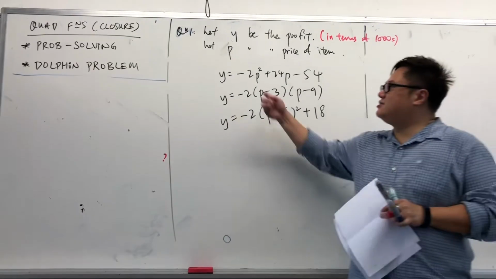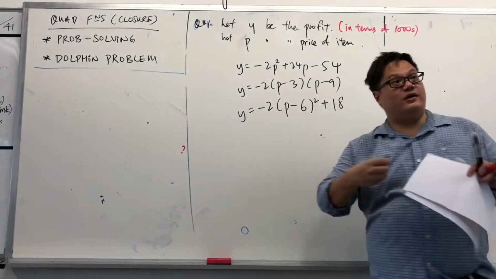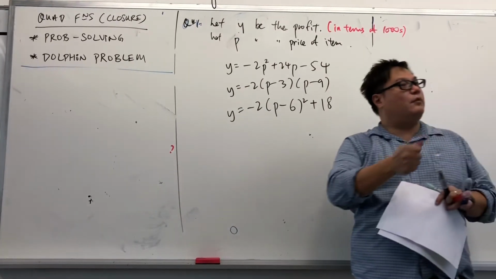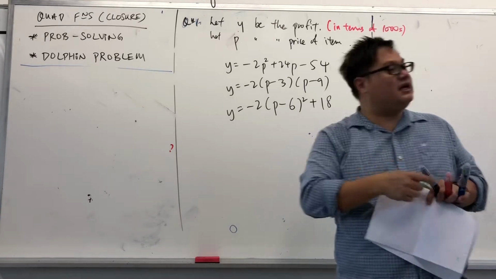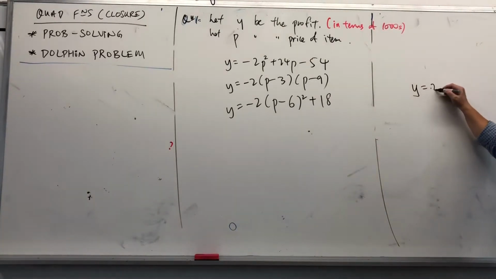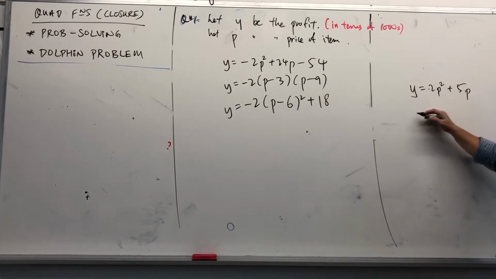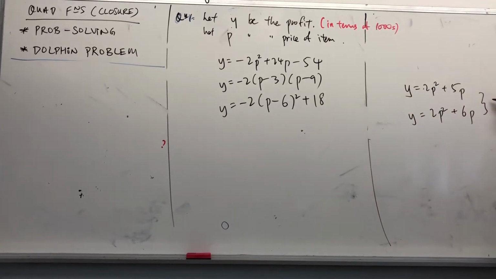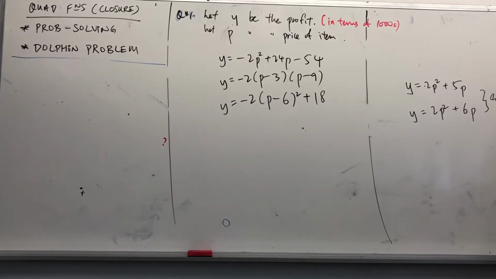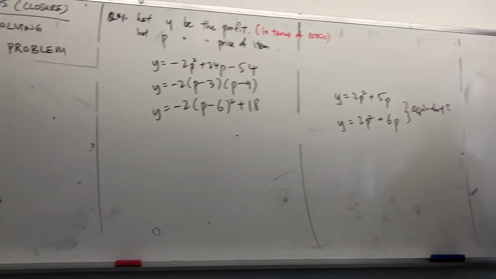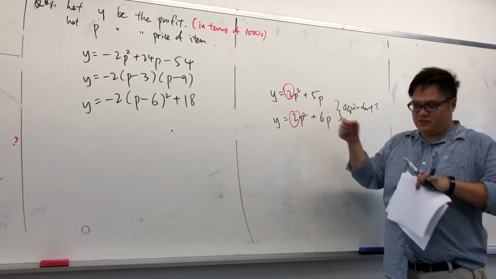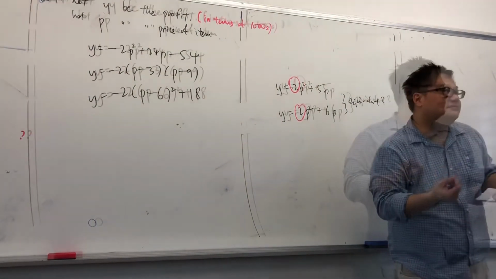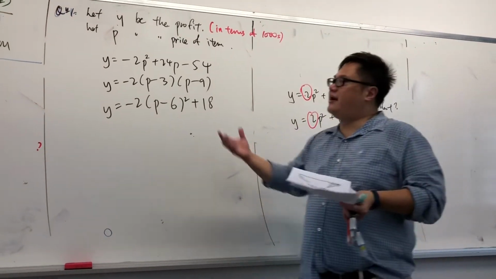They all have minus 2. Just because they have minus 2, they are equivalent? I think we may need a little bit more information than that. She's partly right, but we need a bit more. If I have an equation, y equals to minus 2p squared plus 5p, and another equation, y equals to 2p squared plus 6p, are they equivalent? Just because the coefficient of p squared is the same, does it mean they are equivalent? So, how can we tell that they are equivalent?